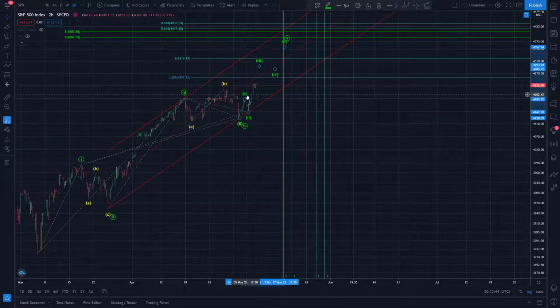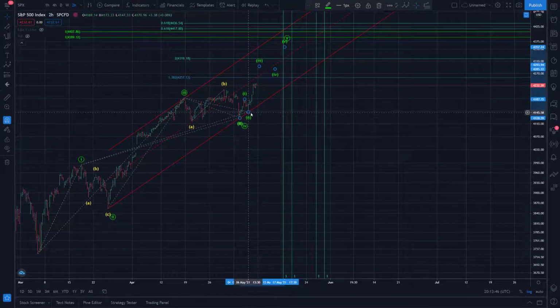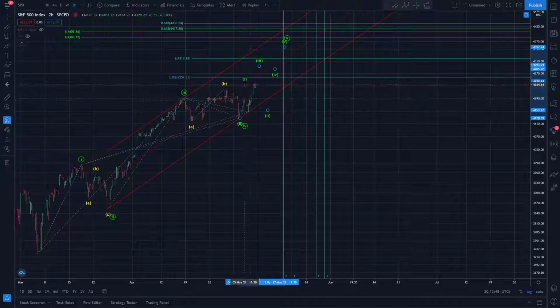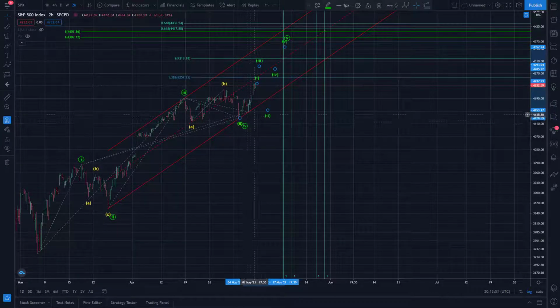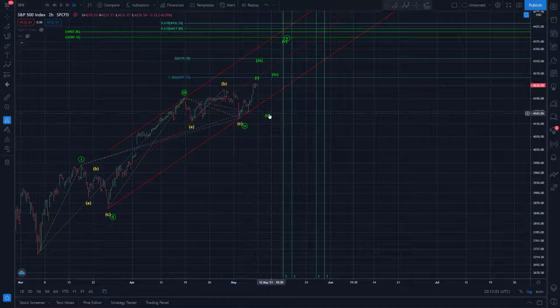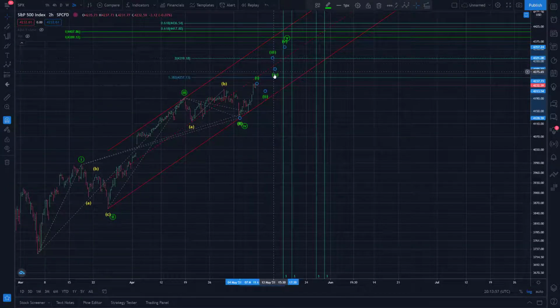Or again, depending where you anchored the wave 4. If we anchor the wave 4 here instead with that triangle scenario, it wouldn't change a whole lot. We would just be a little earlier on in our development potentially, right? So just keep that in mind.